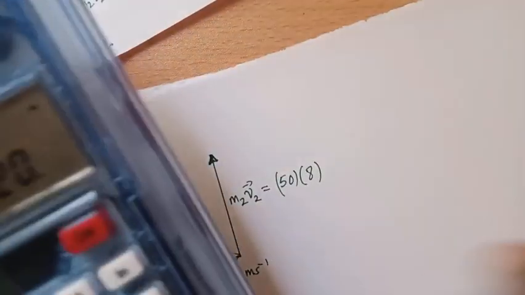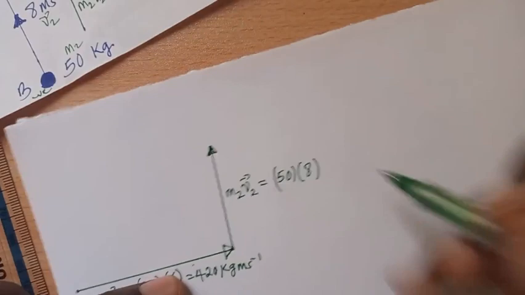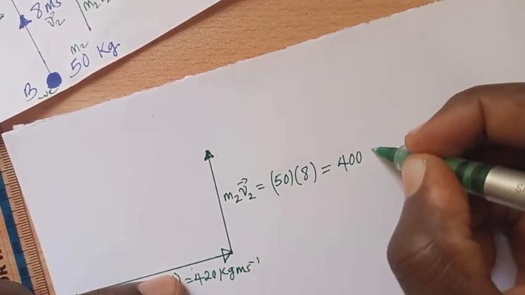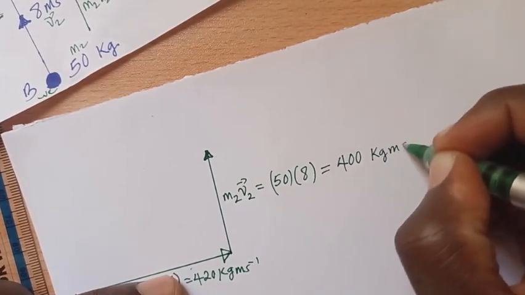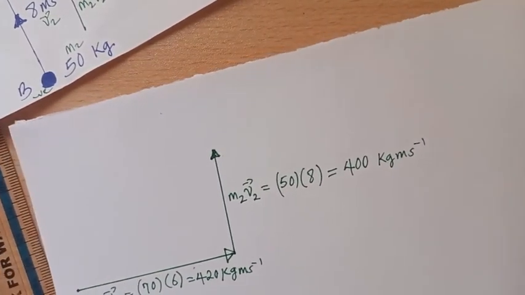And what do we have? You bring your calculator and say 50 times 8. Okay, when you do that you get 400. So our result here is 400, and the unit is kilogram meter per second. Kilogram from mass, meter per second from the velocity.